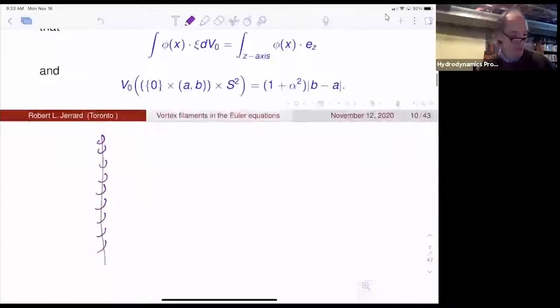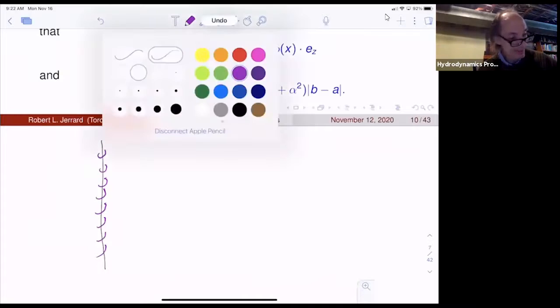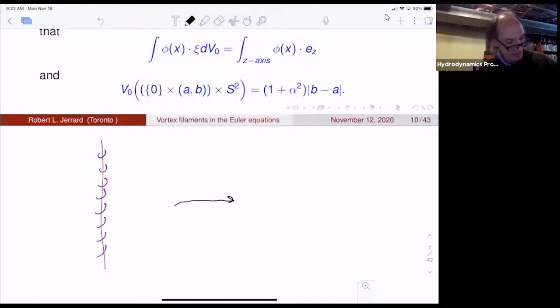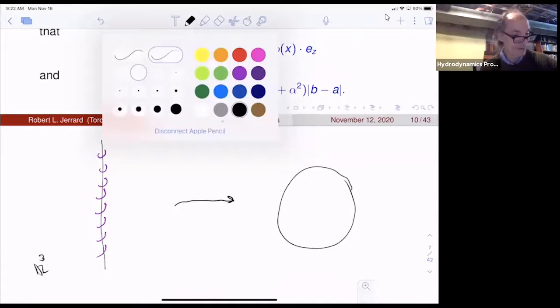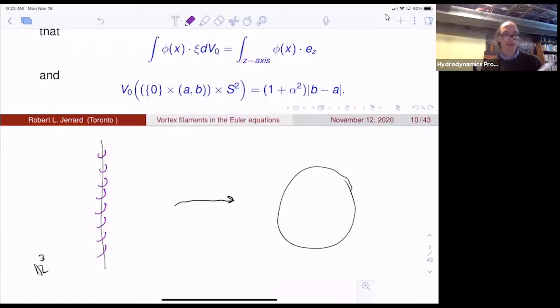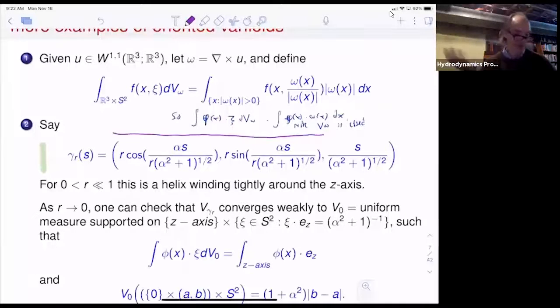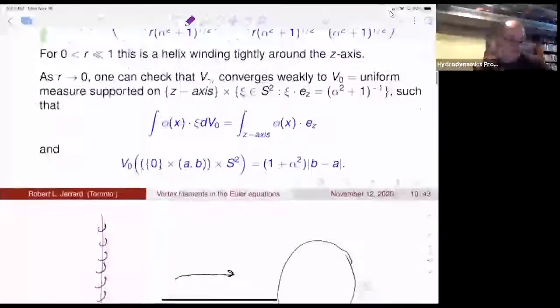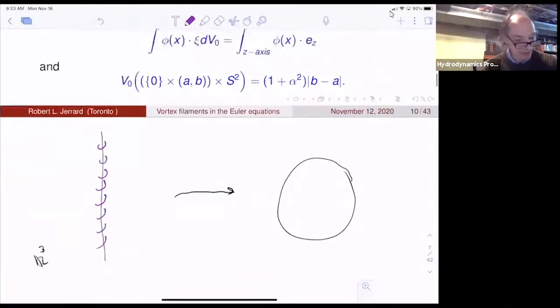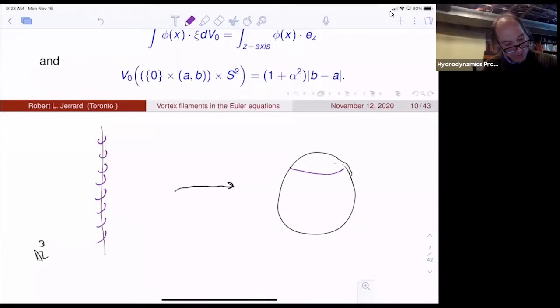Well, let me first draw a picture of what's happening in S2. So this is the picture in R3. What are the tangent vectors doing? Well, the tangent vectors always form a fixed angle with the vertical axis. The tangent vectors will have the form minus alpha sine, alpha cosine, 1, divided by 1 plus alpha squared. And so that means they'll be concentrated along a certain line of latitude. Like this, I think.